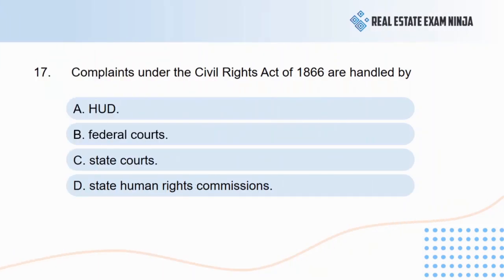Number 17. Complaints under the Civil Rights Act of 1866 are handled by A. HUD. B. Federal courts. C. State courts. D. State Human Rights Commissions.